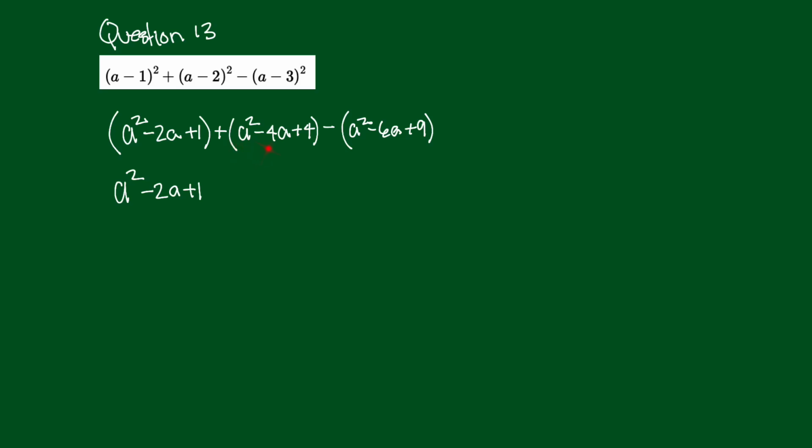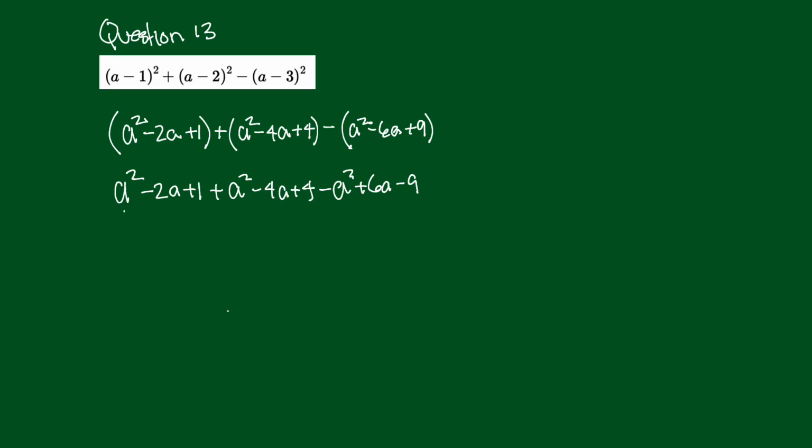This set of parentheses preceded immediately by a plus sign, so how about just plus a squared minus 4a plus 4, preceded immediately by a plus sign, so I can just remove the parentheses, keep all the signs the same. But this last set of parentheses, preceded immediately by a minus sign. So remove the parentheses, but change the sign of all 3 terms inside. So we'll get minus a squared plus 6a minus 9.